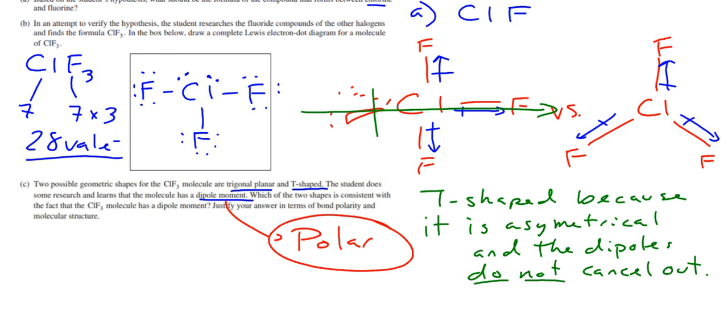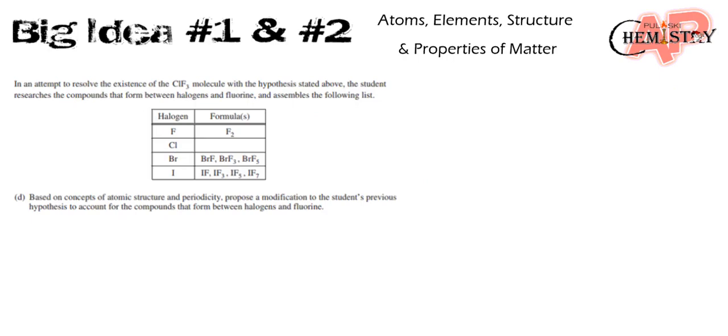Oh, sorry, there's one more part. I thought that was done. Final part. In an attempt to resolve the existence of the ClF3 molecule with the hypothesis stated above, the student researches the compounds that form between halogens and fluorine and assembles the following list. So this is what they make. Based on concepts of atomic structure and periodicity, so basically structures, how they bond, how many times they can bond, periodicity, meaning size of the atoms, ionization energy, electronegativity, propose a modification to the student's previous hypothesis.